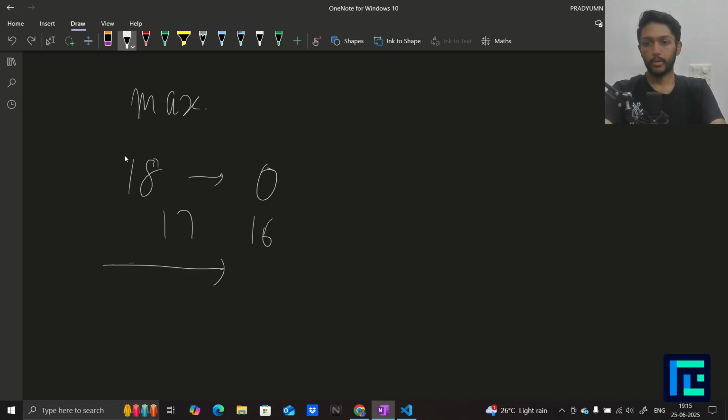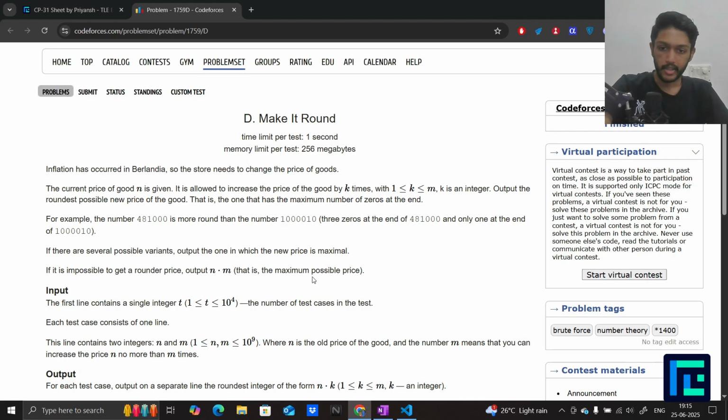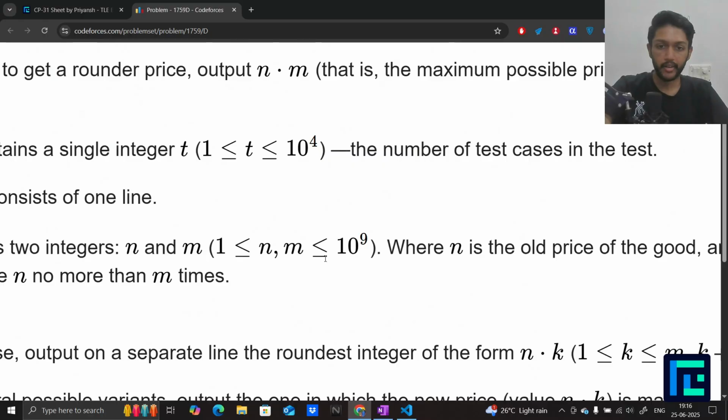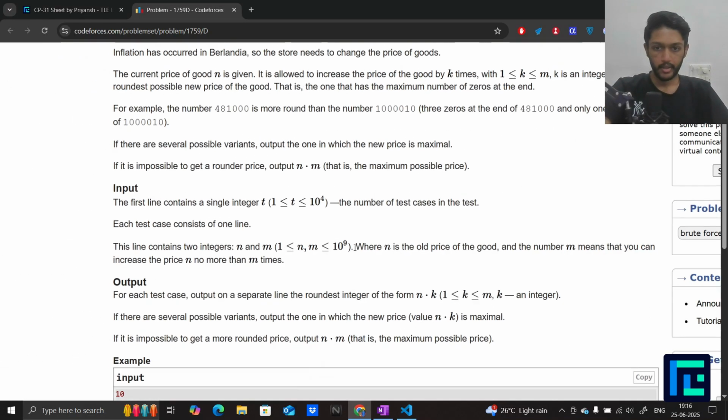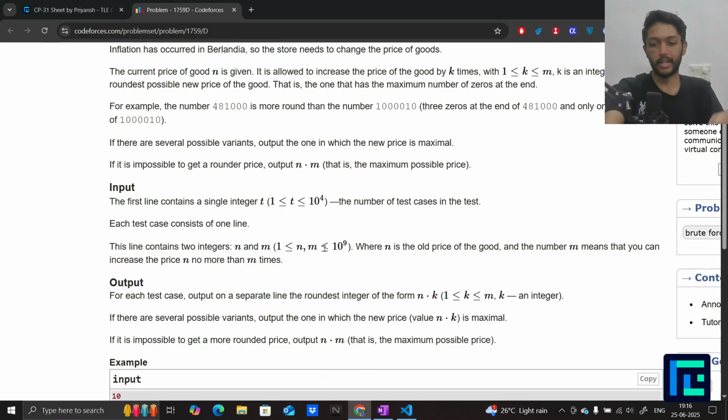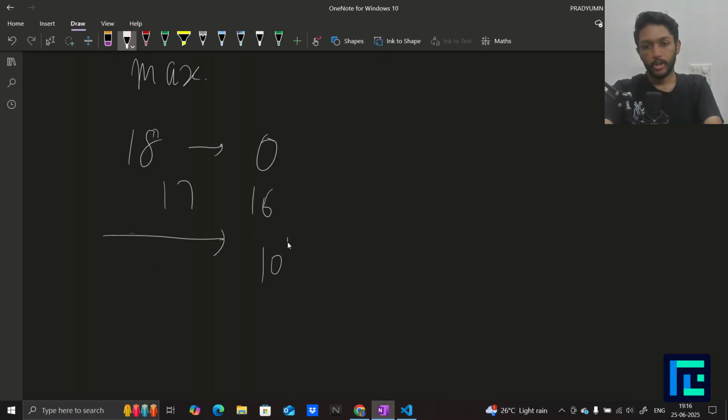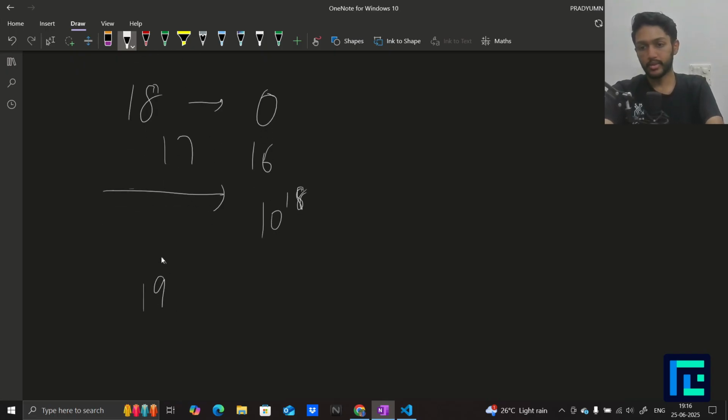Why 18? What about any higher number? Is it impossible? Yes, the maximum possible number of zeros is 18, because the constraints here say that our n and m are at most 10 to the power 9. So the maximum possible value is n into m, which is 10 to the power 18. If you want 19 zeros, then that is at least 10 to the power 19, right? So that is not possible to make.